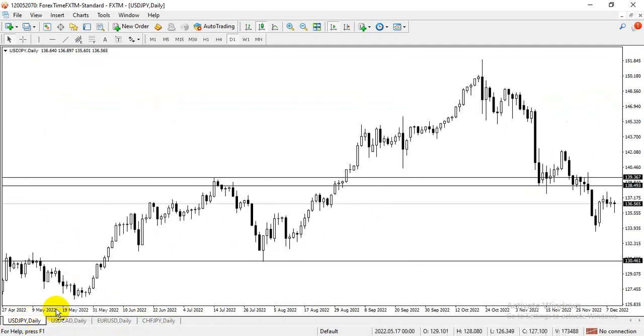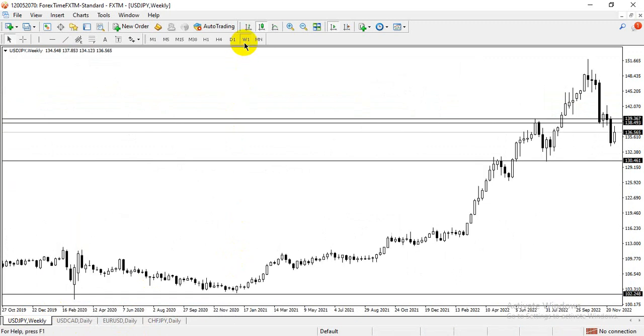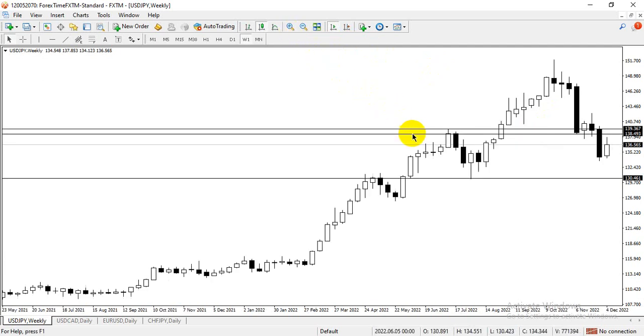Okay, so on USDJPY, this is a daily chart. So let's go to the weekly. This is the end of the week. Now you can see that this market has been on a downtrend, very clearly on a downtrend, and the market has broken out of this horizontal level. As you can see, check the horizontal level very well.